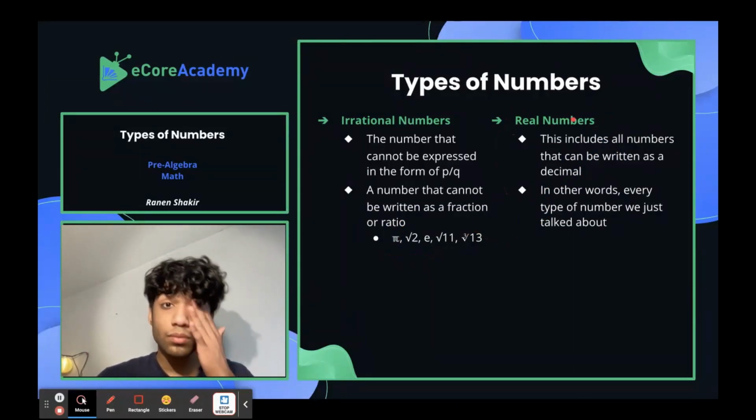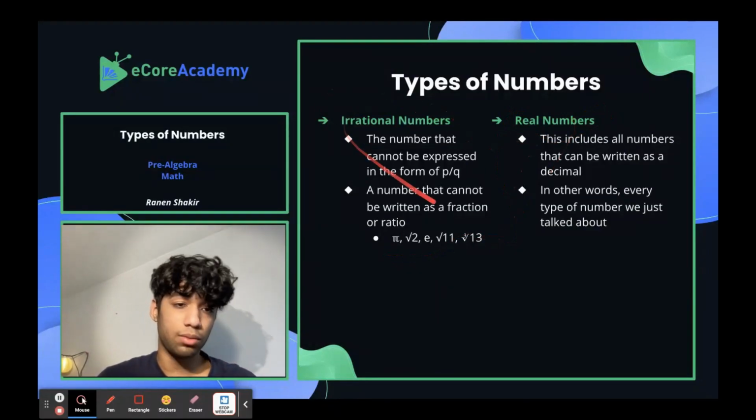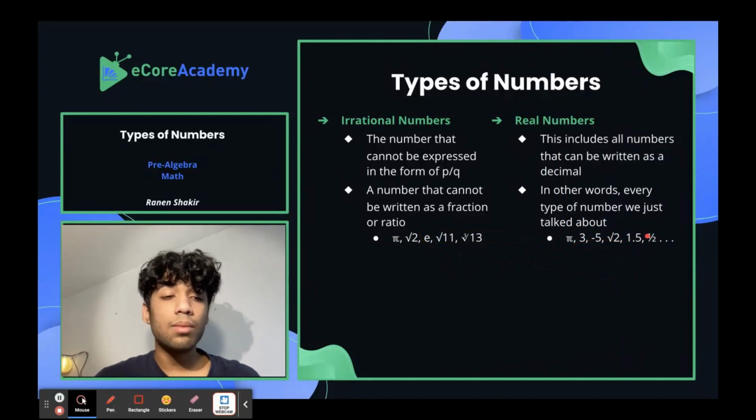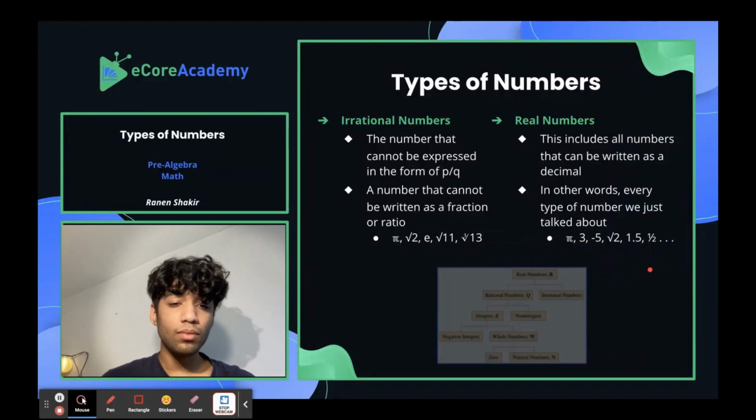They're real numbers. They're just irrational. They're not rational numbers. So here are the examples again. See, pi is a real number, 3, -5, root 2, right here, 1.5, 1/2, and on and on. Any number, if you put it in a calculator, that comes out as a decimal is going to be a real number.